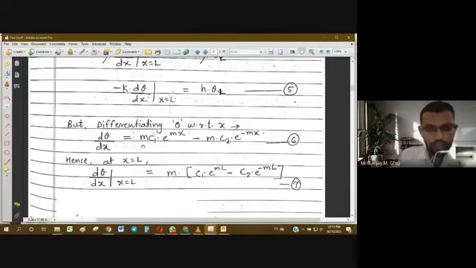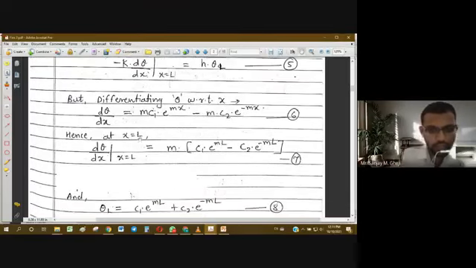So d theta by dx comes out as m C1 into e raised to mx minus m C2 e raised to minus mx. Let us put x equal to L in this relation. So d theta by dx at x equal to L: wherever there is x, we will replace it by L. So we get m, being the common factor taken out, m into bracket C1 e raised to mL minus C2 e raised to minus mL. Equation number 7.